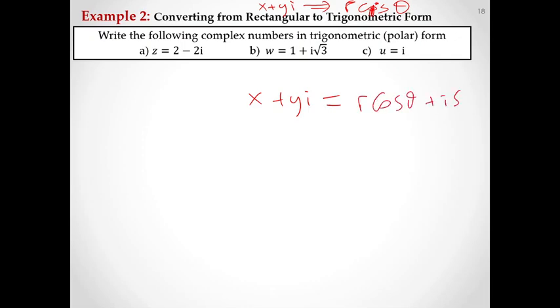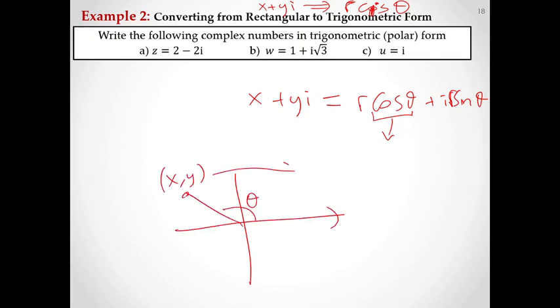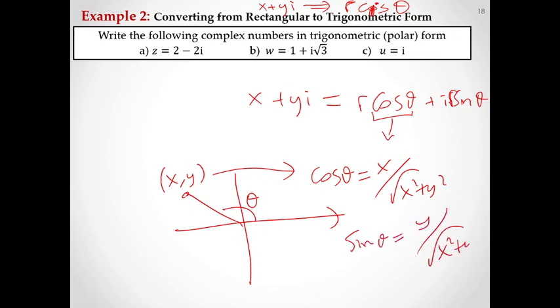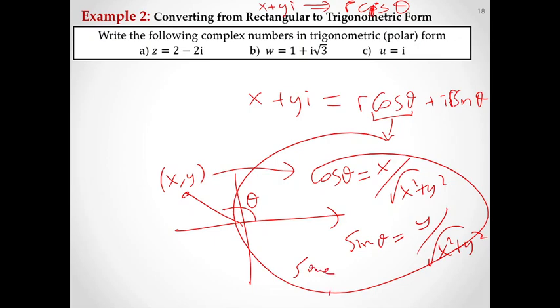R is the square root of x squared plus y squared. And then cosine theta and sine theta will indeed be, you remember this, your x and y, this theta. So you say cosine theta is equal to x over the square root of x squared plus y squared. Sine theta is equal to y over the square root of x squared plus y squared. We can use the same formula.